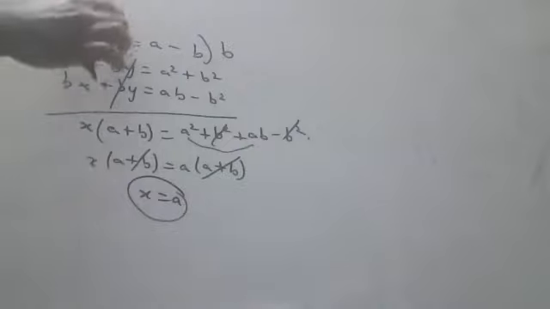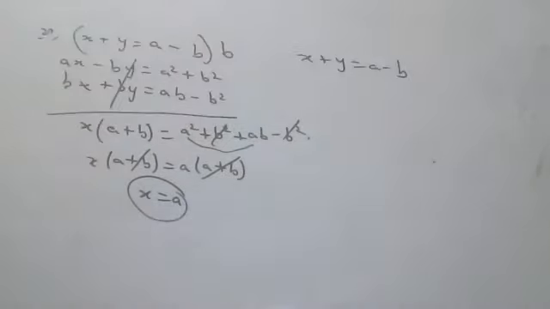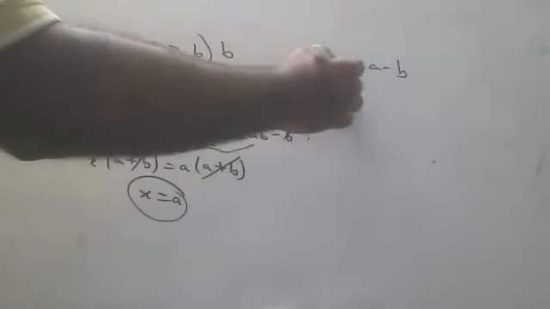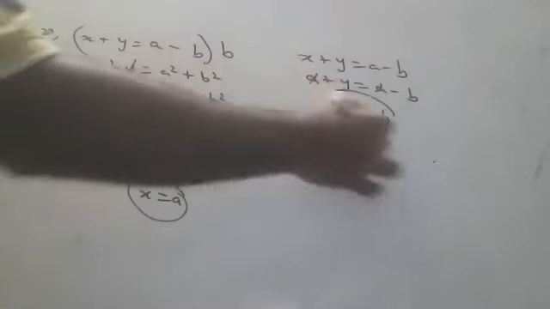Substituting in this equation, this is very small. X plus Y is equal to A minus B. Put X is equal to A there, children. So A plus Y is equal to A minus B. A cancel. Y is equal to minus B. This is 27, children.